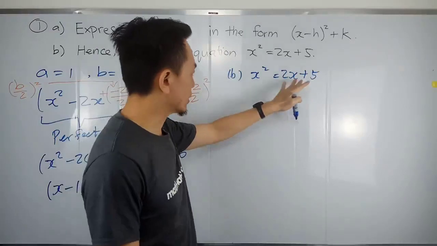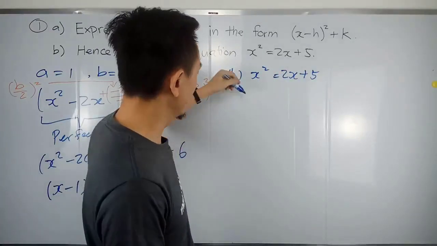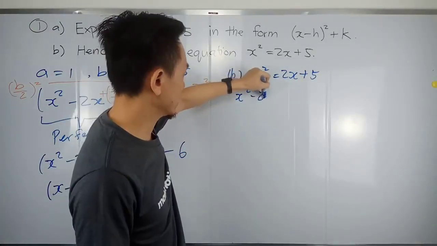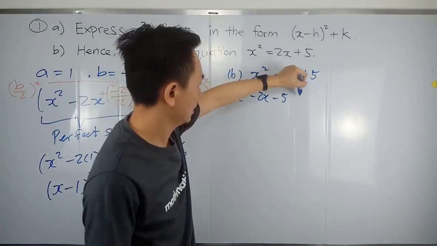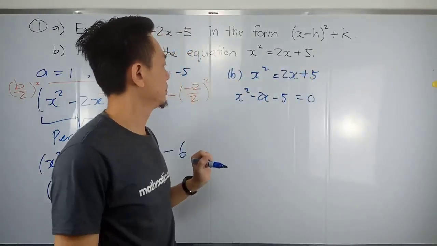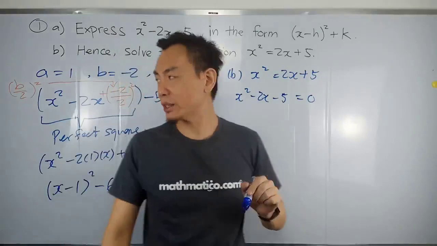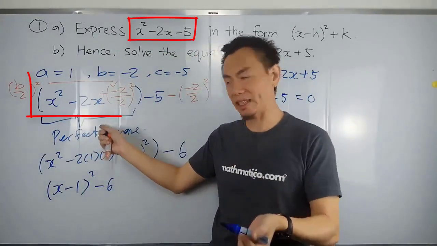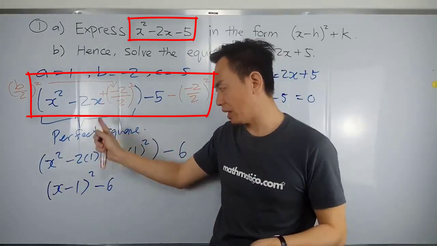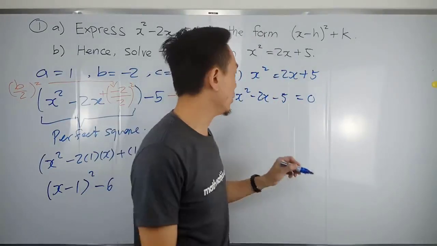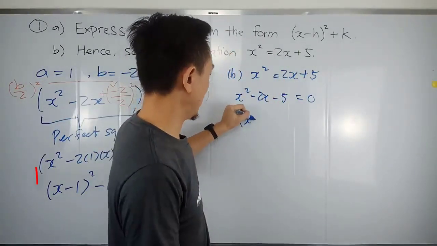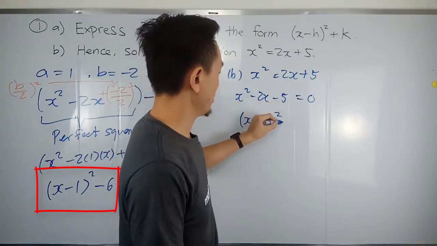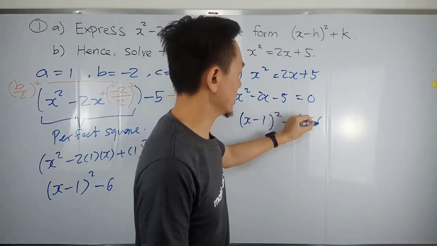If you just bring these two terms over to the left hand side, then you know that x squared minus 2x minus 5 is equal to 0. Then what we have here is going to be exactly what we have here. And the completing the square is done already, so we can jump straight from here to here. And we can say that now this becomes (x minus 1) squared minus 6 is equal to 0.